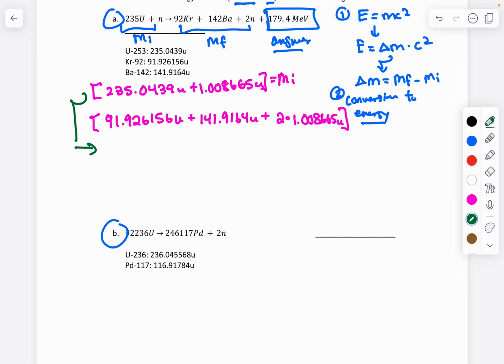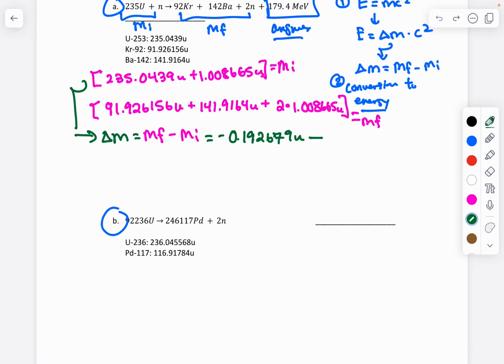If you do this calculation, I got delta M is equal to, remember this is our M final, so if we do M final minus M initial, I got a negative number, 0.192679 U. Or you can say that it's positive. It doesn't really matter as long as you know that the energy you calculated is the energy that is released.